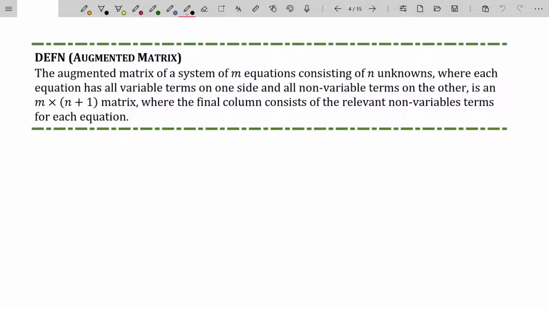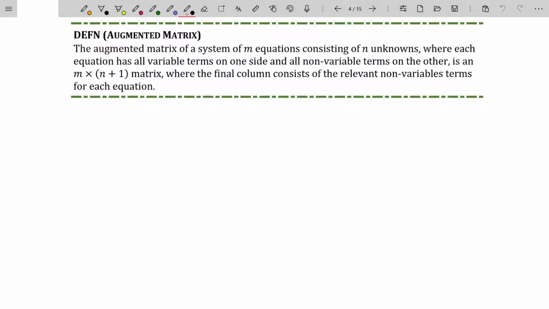So here's the definition that I wrote. The augmented matrix of a system of m equations consisting of n unknowns, where each equation has all variable terms on one side and all non-variable terms on the other, is an m by n plus 1 matrix, where the final column consists of the relevant non-variable terms for each equation. And just to let you know, we traditionally put a vertical pipe separating the coefficients of the variables and the constants. I'll showcase this with a simple example right now.